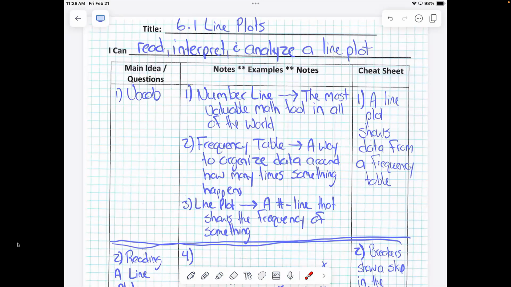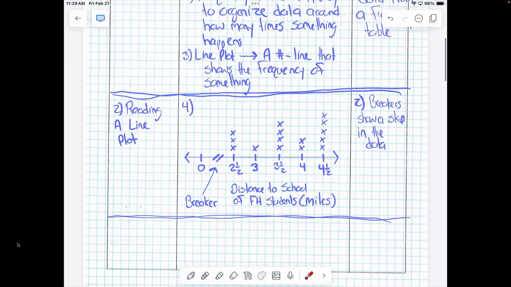Guys, listen to my question. Do you know what the word frequency means? It means how many times something happens. So if we're talking about a frequency table, it's talking about how many times something happens and putting it into an organizational box or an organizational grid type thing, yes?